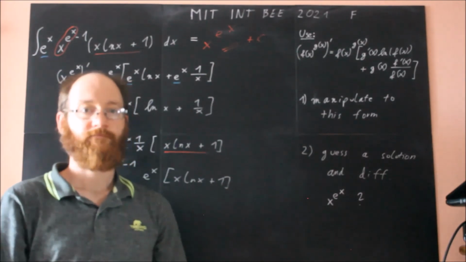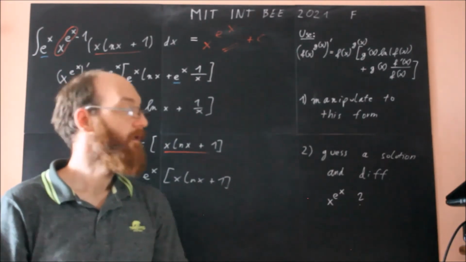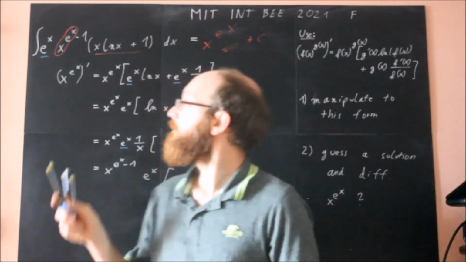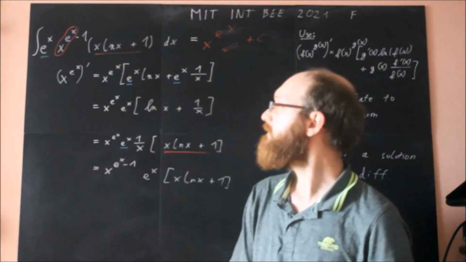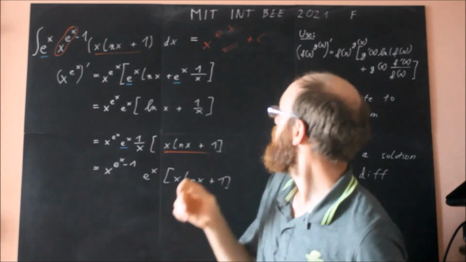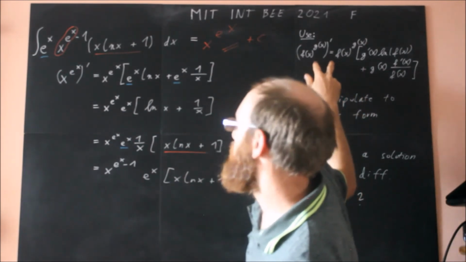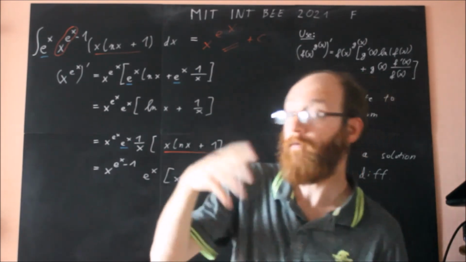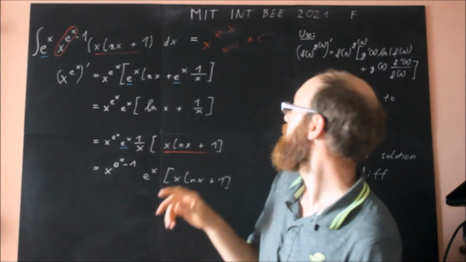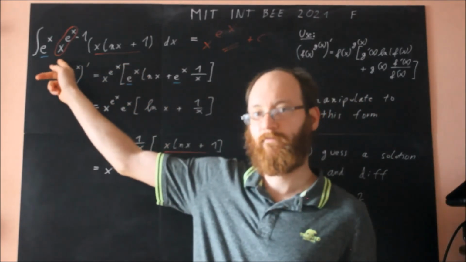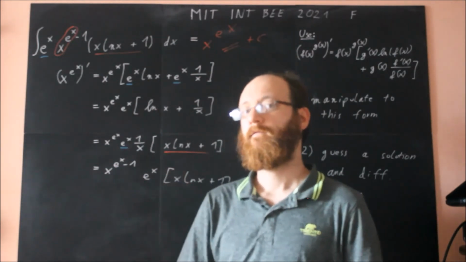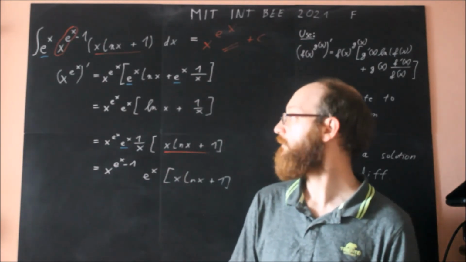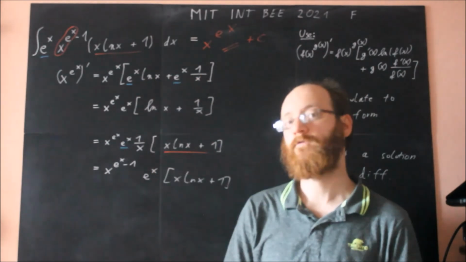This integral looks more horrible than it is. And if you know how to differentiate a function of x to the power of a function of x, then the guess, I would say, is quite obvious. And then we differentiate and see that everything works out.